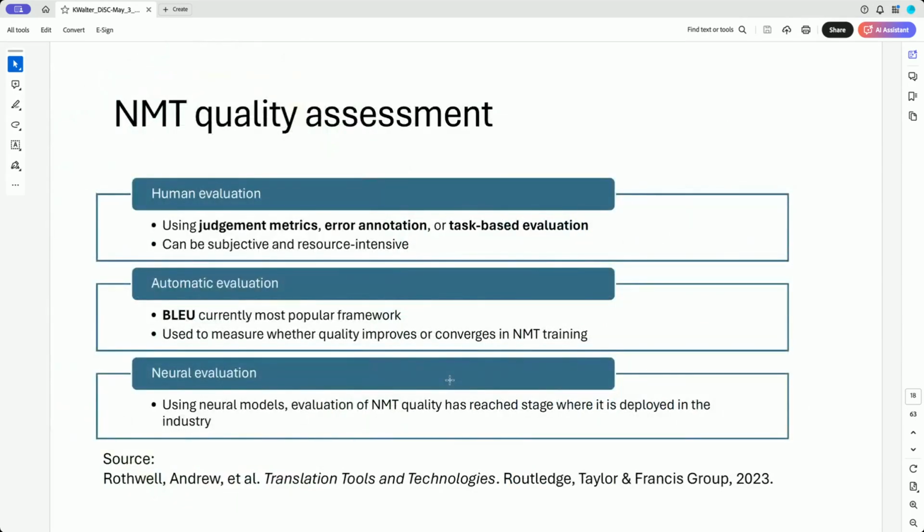How is NMT quality assessed? Mainly, it is human evaluation using judgment metrics, error annotation, or task-based evaluation. But there is also automatic evaluation, and for this, BLEU is currently the most popular framework, but there are others, and it's mainly used at this stage to measure whether quality improves or converges in NMT training. Neural evaluation is the most recent thing, and it has reached a stage where it is used in the industry.